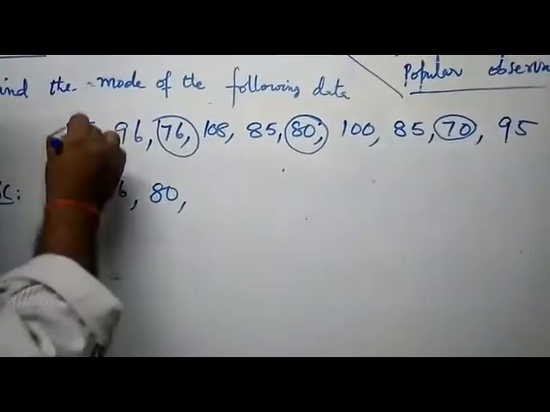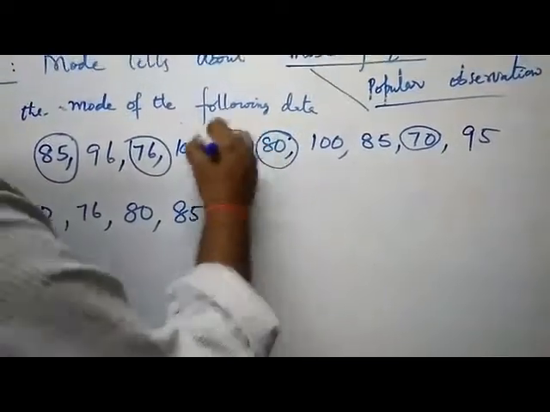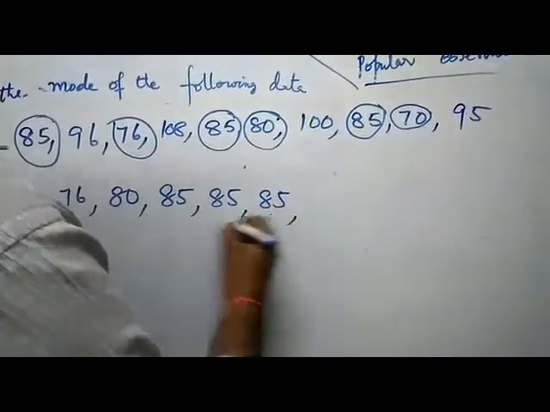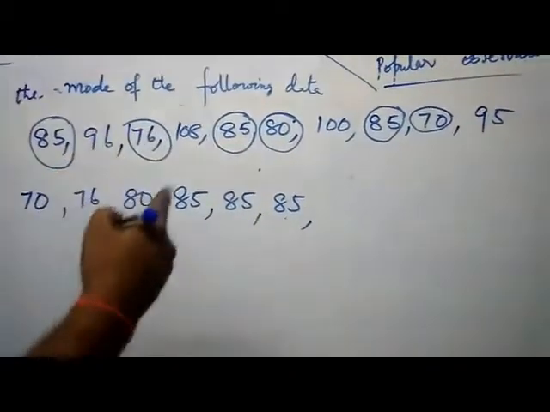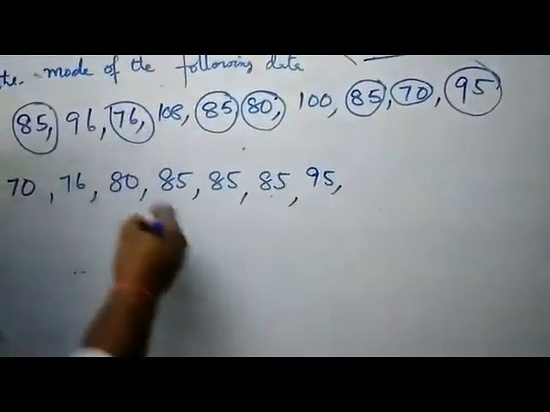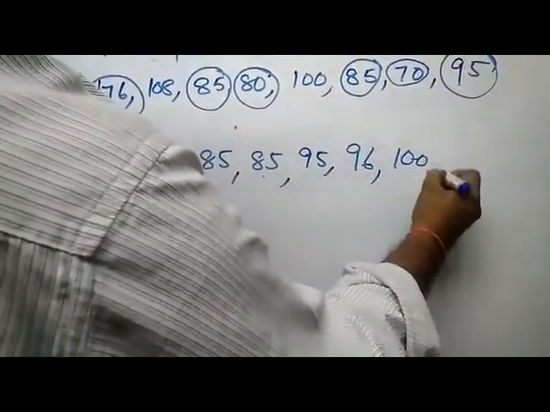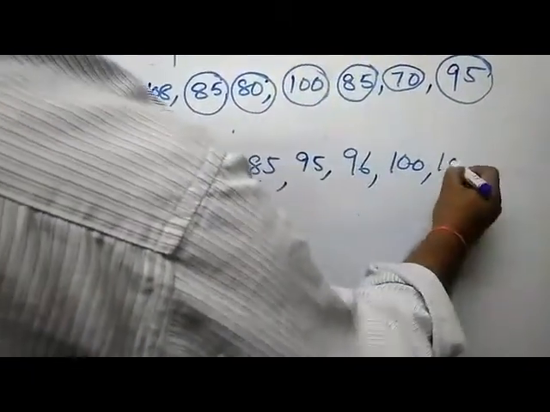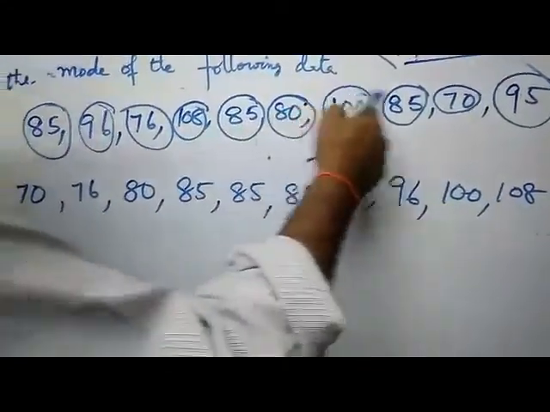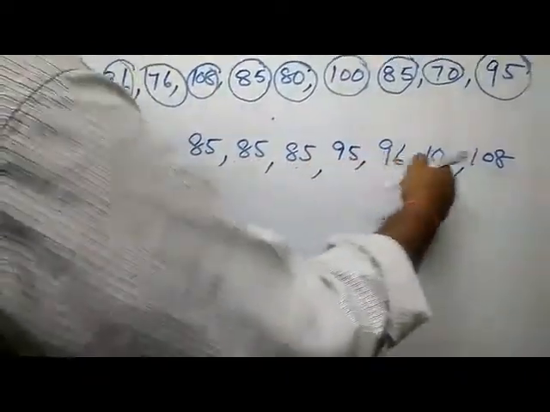Then after 80, 85. 85, second 85, third 85. Next 95, 95, next 95. After 95, 96. After 96, 100. After 100, 108. Total 1, 2, 3, 4, 5, 6, 7, 8, 9, 10. Okay, here also 1, 2, 3, 4, 5, 6, 7, 8, 9, 10.